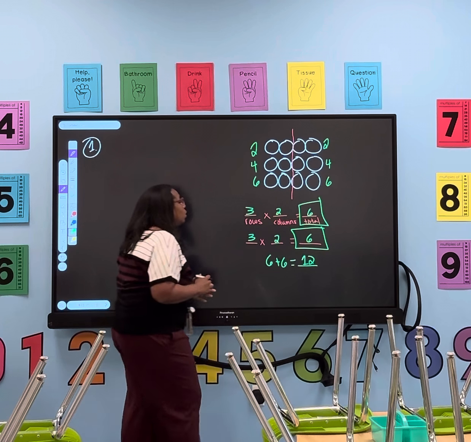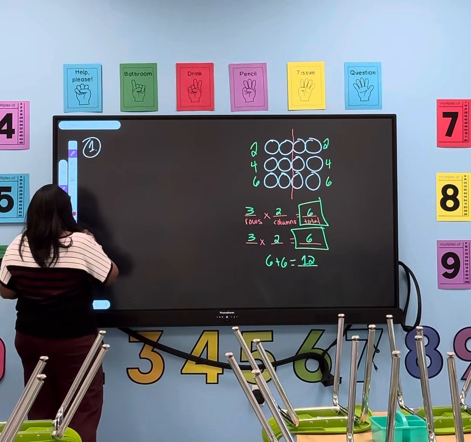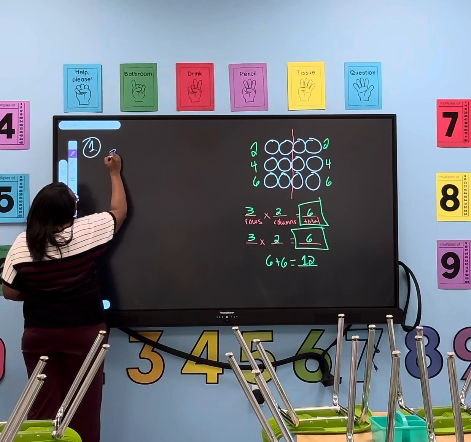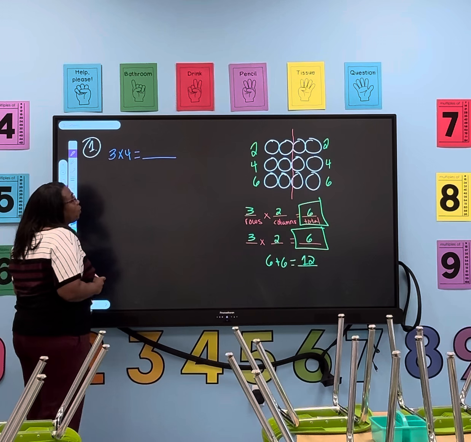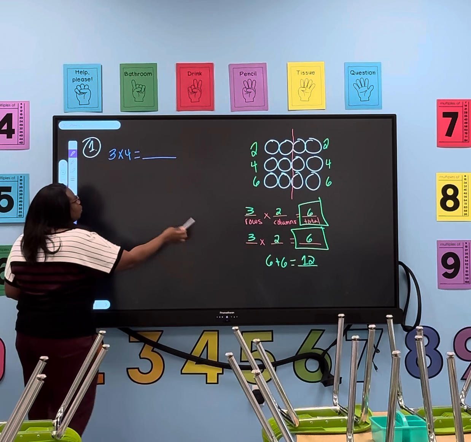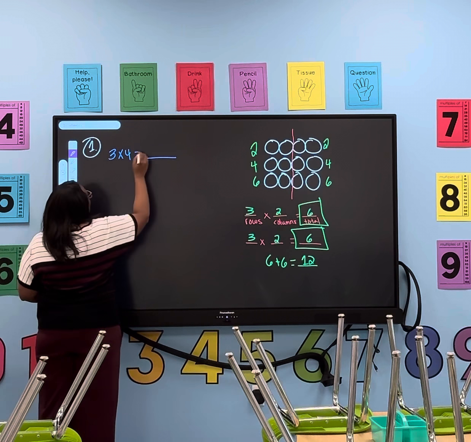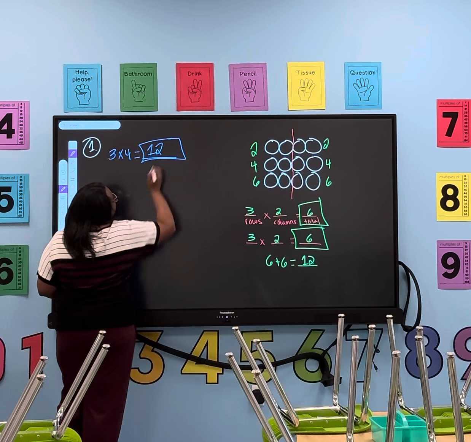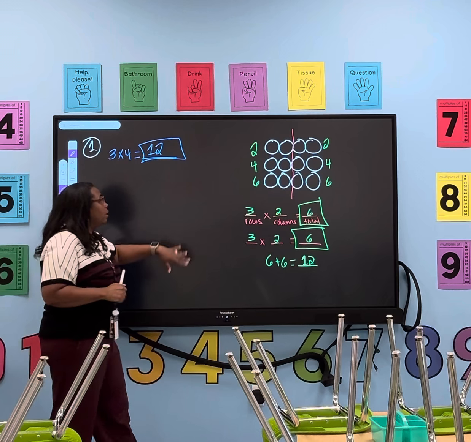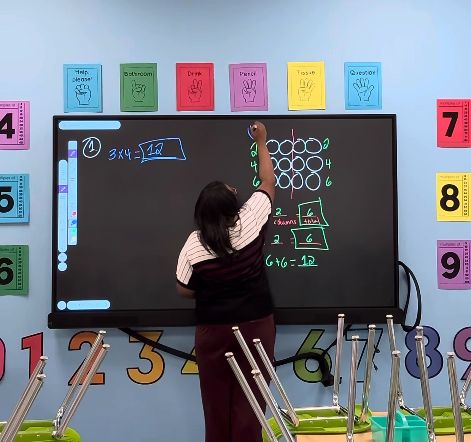So now we know that 3 times 4, which I'm going to write over here, because that's what we're trying to figure out, 3 times 4 is going to be 12. Once we put it back together, we got the answer of 12. So this is the break apart way. And I'll go ahead and write break apart on top.